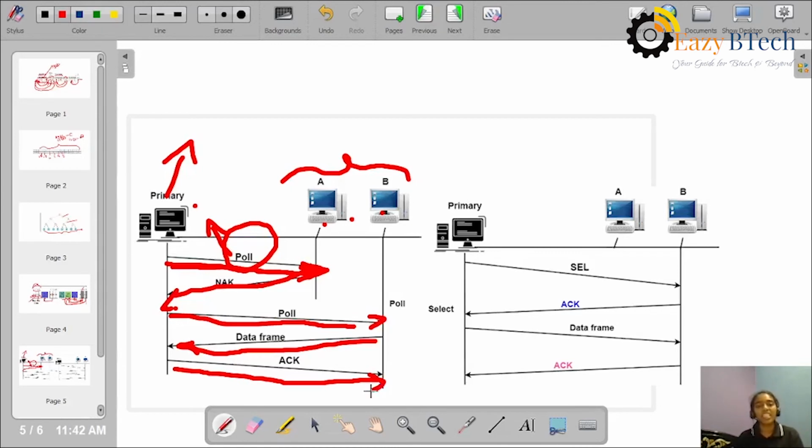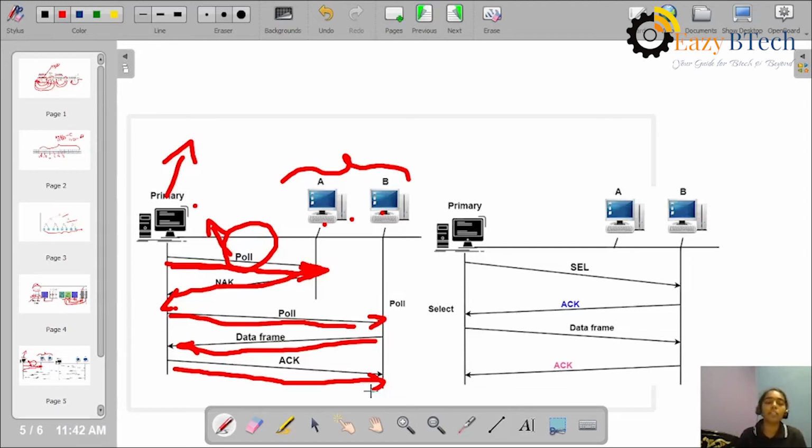So this is a polling concept. Here it's a very different concept. Here we have a communication between a primary device and a secondary device. There is no shared communication channel or next source and destination, nothing like that. Here, server and client communication will happen by using different words: poll and select.